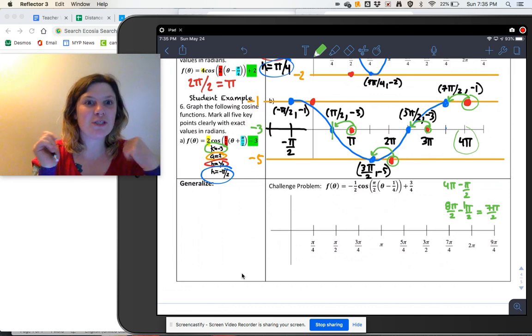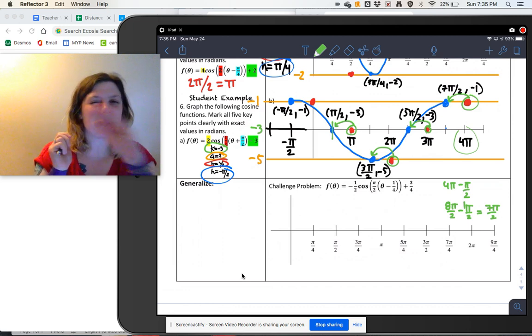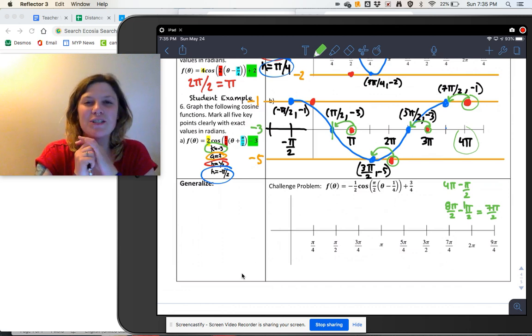Oh yeah, I'll do the challenge problem and post it in the teacher notes, but I like to challenge you to actually have to go to the teacher notes to see the answer to the challenge problem.